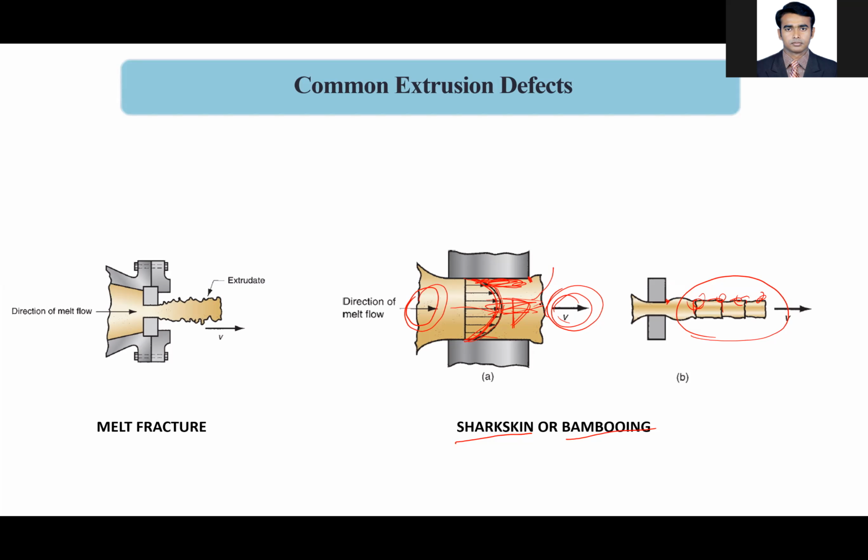Okay, do you have any questions here? It's kind of similar, but the difference is the characteristics or the shape of the die, and the pressure or the velocity of the melt. If the flow velocity is very high, then bambooing occurs. If the flow velocity is sufficient, then it will not occur.